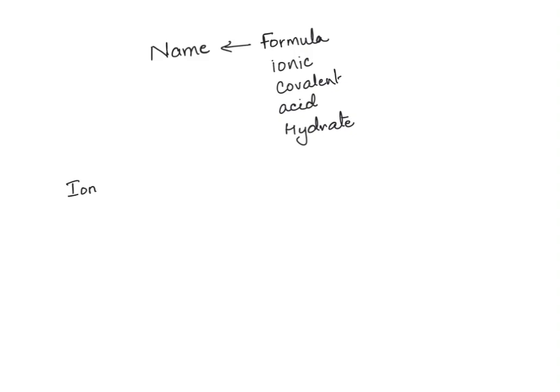Ionic compound: you either have ammonium ion bonded to something, or there is a metal non-metal bond. This is what ionic compounds consist of.